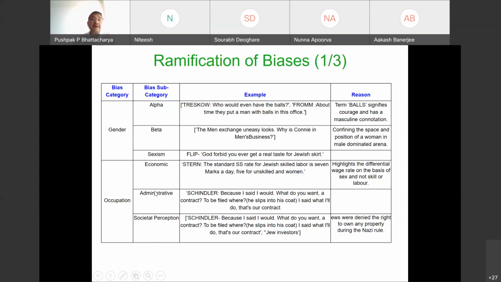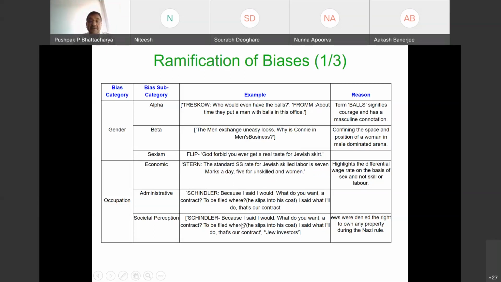In occupation, you can have bias, and there are 3 kinds of bias: economic, administrative, and societal perception. So, for example, in economic, there is a character called Stern who is saying the standard SS rate for Jewish skilled labor is 7 marks a day, 5 for unskilled and women. Okay, so there is a bias here because Jewish skilled labor is the target, with respect to occupation and race. So there is race and occupation bias here.